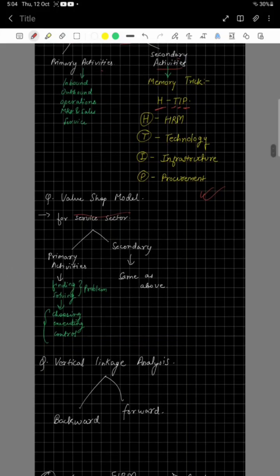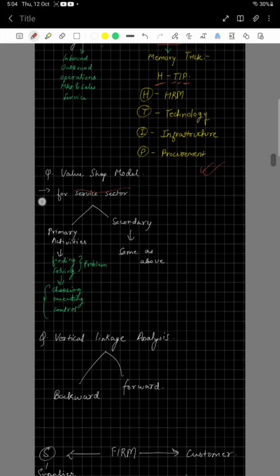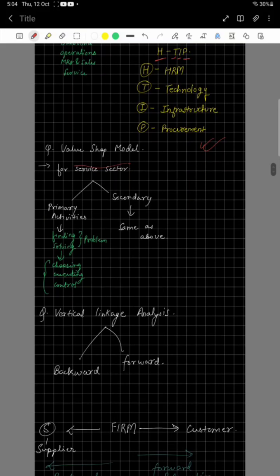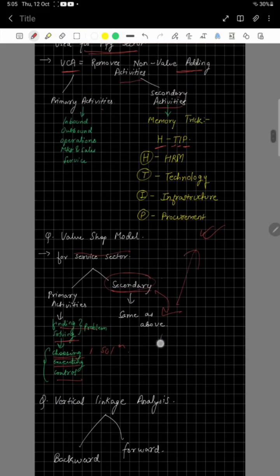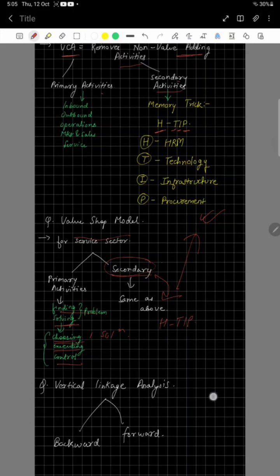First we have to identify the problem. See, this value chain analysis and value shop model, both are like a solution. So first we'll find the problem, then we'll solve the problem. There are too many solutions, so we'll choose one solution among all. Then we'll execute it, and then we'll apply controls. In secondary, the most important thing is you don't have to learn again. The same H TIP that we learned will apply here also.